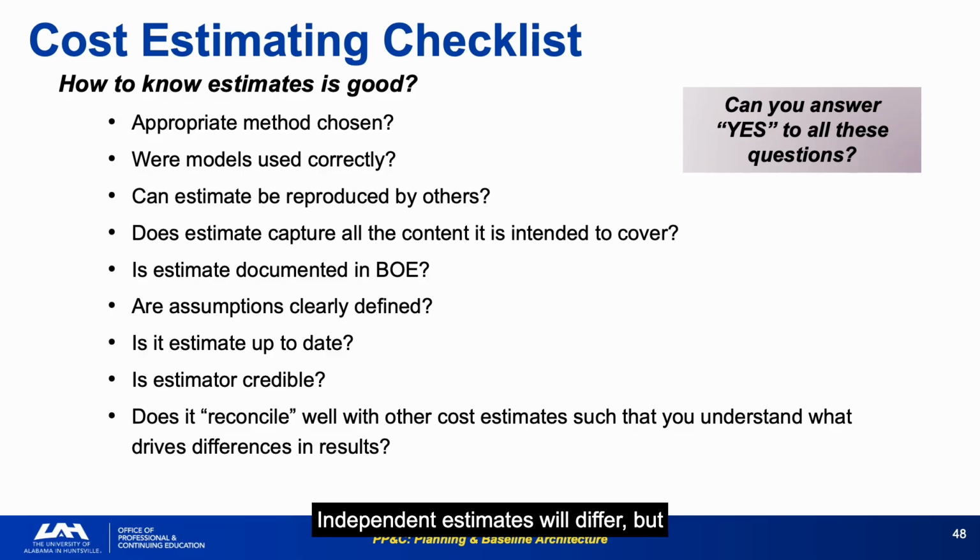"Does it reconcile well with other cost estimates such that you understand what drives differences?" is the integration question. Independent estimates will differ, but you should be able to explain why, not just accept that they do. These questions are most useful early, before the estimate becomes embedded in the PPB and the baseline. A no answer at review is recoverable. A no answer discovered during execution means you're already living with the consequences.